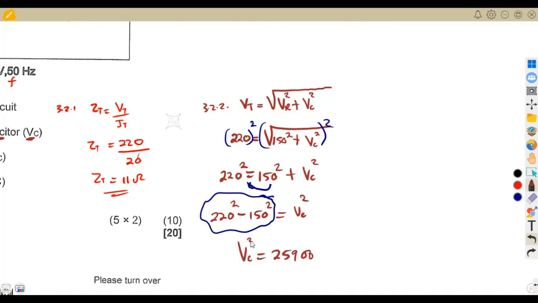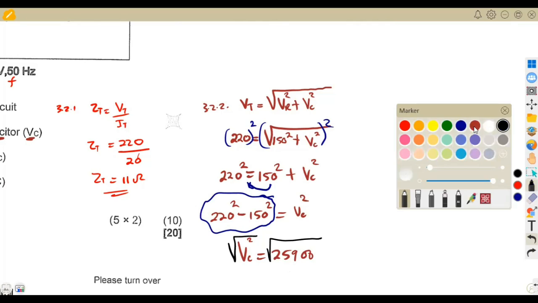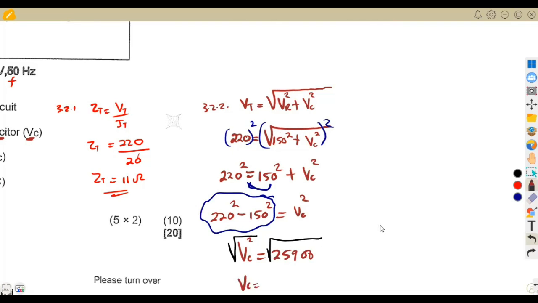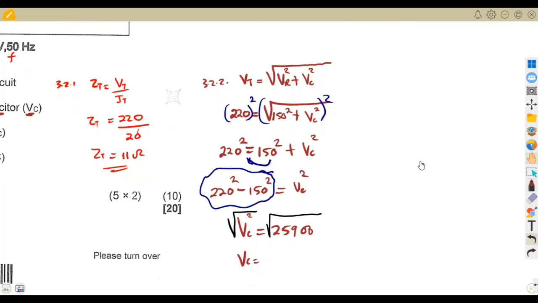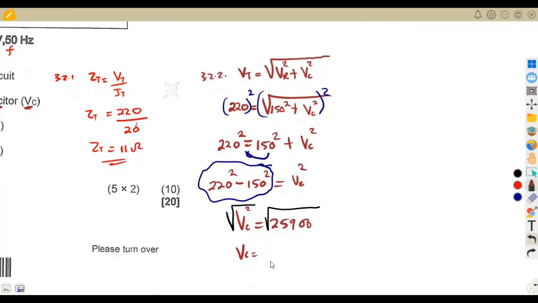25,900 like that. So to remove the square, remember we introduced the square to remove a square root. Now we want to remove the square. What are we going to introduce? We are going to introduce the square root, the opposite of what we did previously. So that means our VC now is going to be something like, we are going to obtain something like 160.935. So it is taken from the phasor sum of the voltage here.